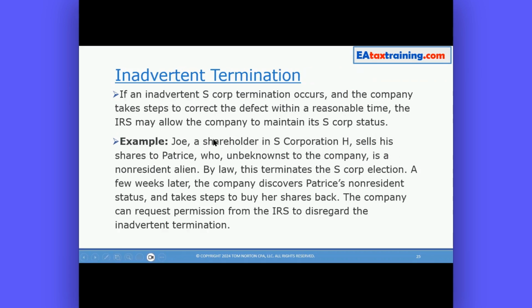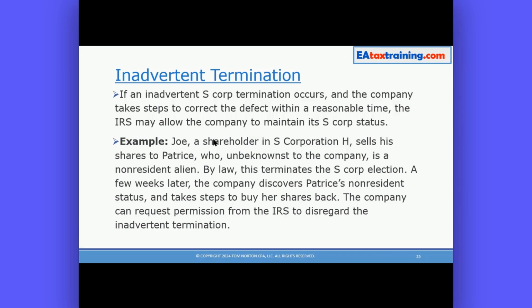Inadvertent termination. If an S Corp inadvertently does something that terminates their S Corp election, and they take steps to correct the problem within a reasonable amount of time, then the IRS may allow the company to maintain its S Corp status. For example, Joe, a shareholder in S Corporation H, sells his shares to Patrice, who, unbeknownst to the company, is a non-resident alien. By law, this terminates the S Corp election. Remember, you can't have non-resident alien shareholders.